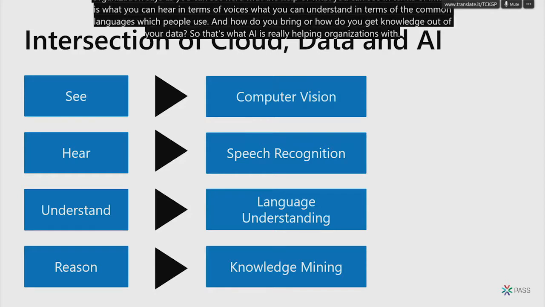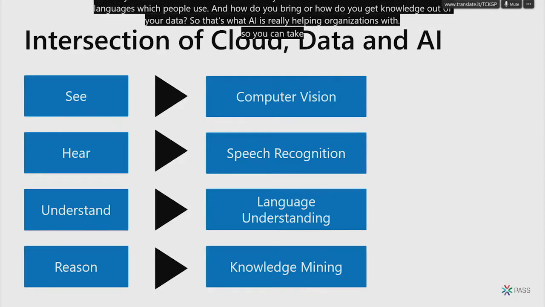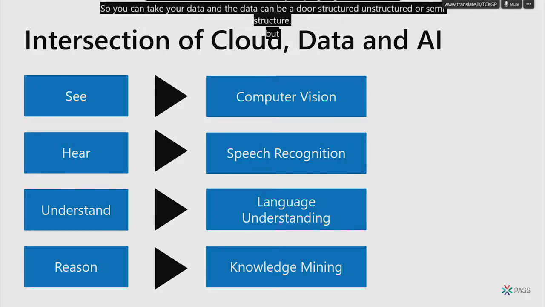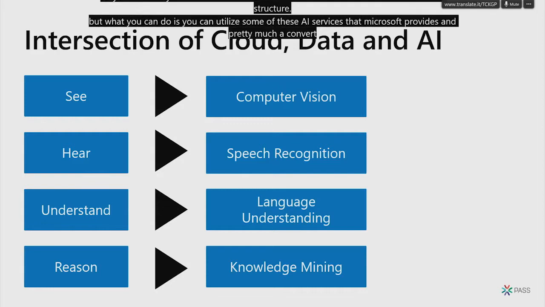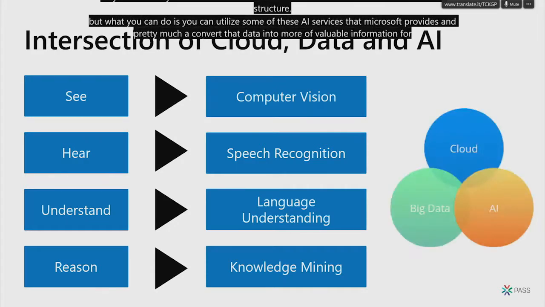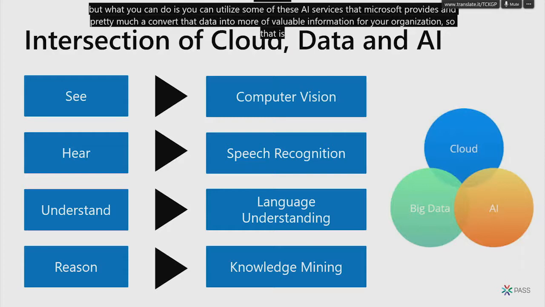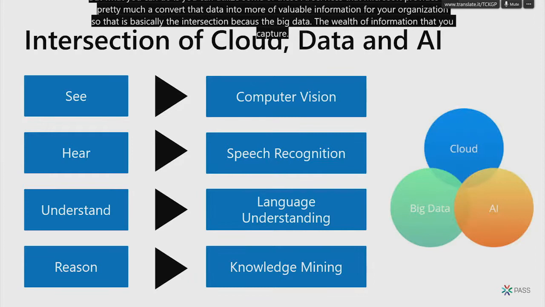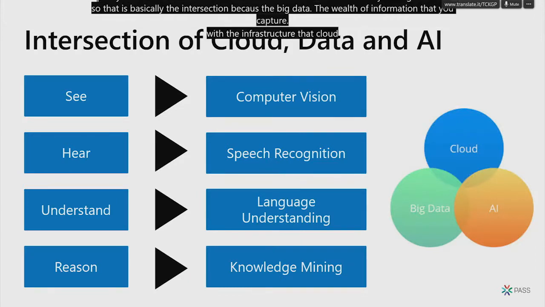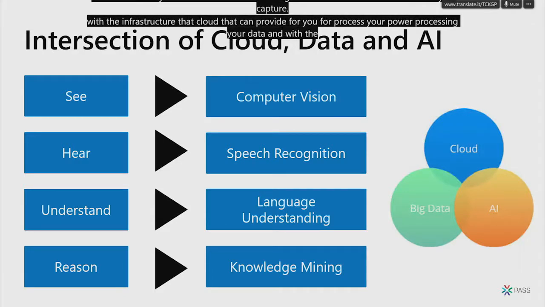So you can take your data, and that data can be structured, unstructured, or semi-structured. But you can utilize some of these AI services that Microsoft provides and pretty much convert that data into more valuable information for your organization. So that is basically the intersection: the big data, the wealth of information that you capture, the cloud infrastructure that can process your data, and the AI services that Microsoft provides, with which you can gain valuable information out of your data.